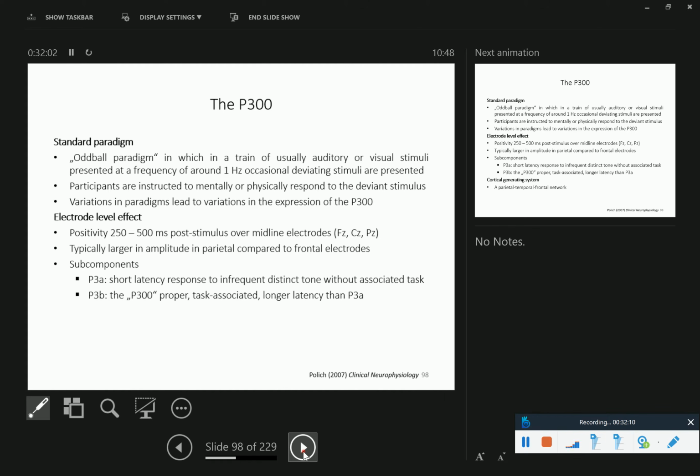So the electrode level effect, it's a positivity. It's later than the mismatch activity, so it's between, let's say, 250 and 500 milliseconds post stimulus, primarily over midline electrodes, so FZ, CZ, PZ are typical electrodes that one looks at. It's typically larger in amplitude in parietal compared to frontal electrodes, so there's somehow an association of P300 with parietal cortex. More or less.